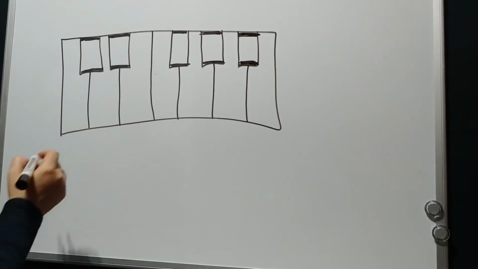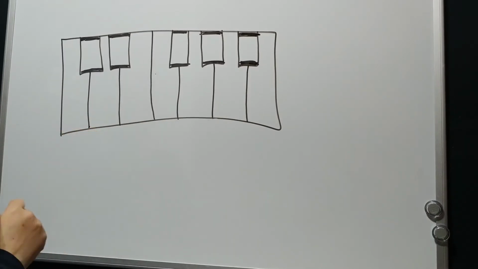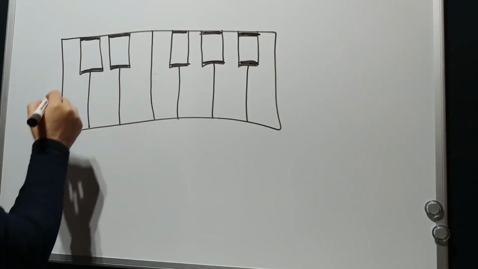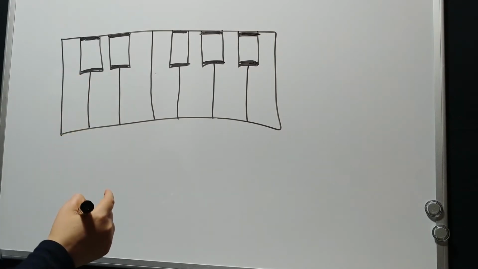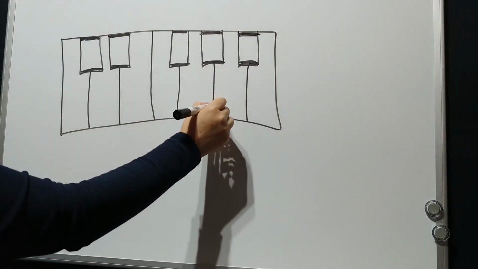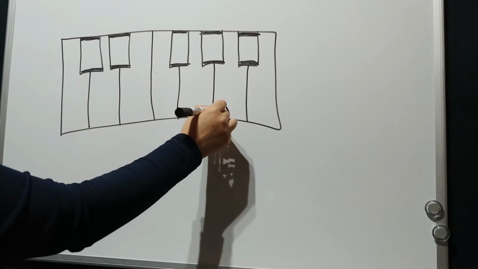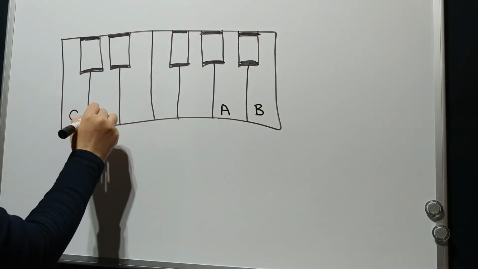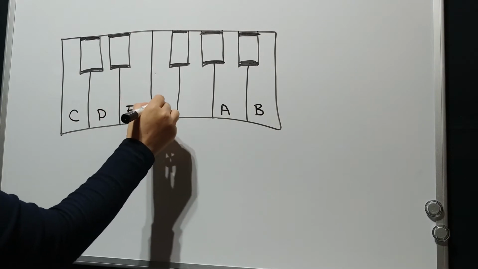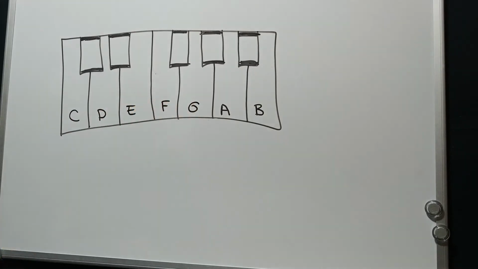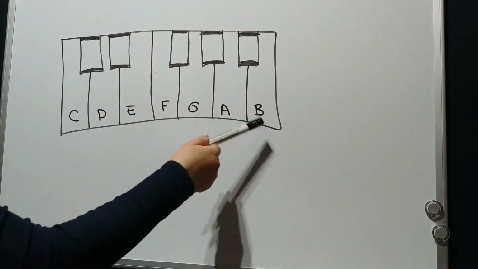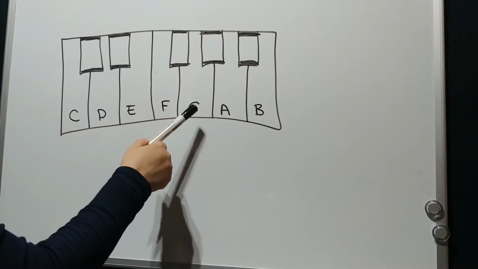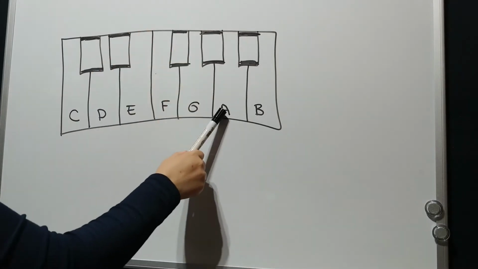And let's start. First of all, we can represent each note with a letter. So let's start over here. We have A, then we have B, then C, D, E, F, G. So basically it's like the alphabet. A, B, C, D, E, F, G. After G, we come back to A.